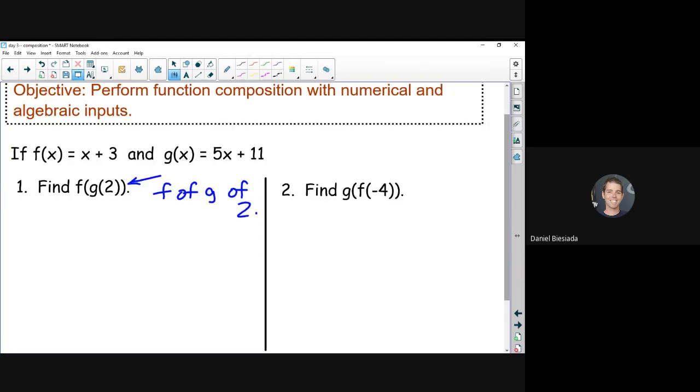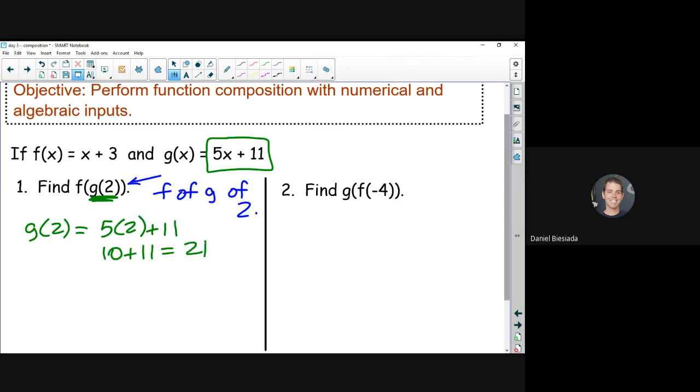So for this problem, the innermost thing that I've got is g of 2. And now g of 2 we've already learned how to do. That just means I'm going to substitute 2 into the function g. The function g is 5x plus 11, so I'll go in with a 2 instead of that x. And that gives me a value of 21. Now, that's not our final answer because this is function composition. Function composition always has more than one step.